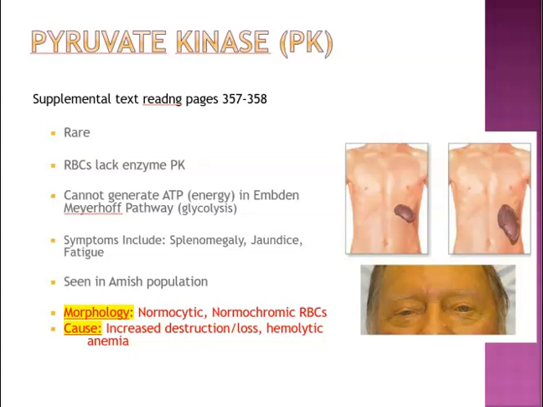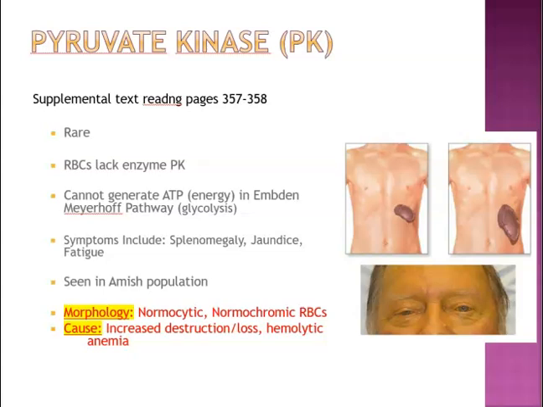Our first enzyme deficient anemia is pyruvate kinase or PK. This one is a rare anemia, and red blood cells lack the enzyme pyruvate kinase. They cannot generate ATP or energy from the Embden-Meyerhof pathway, also referred to as glycolysis. So you'll hear those terms used interchangeably. The EMP pathway and glycolysis are the same thing.